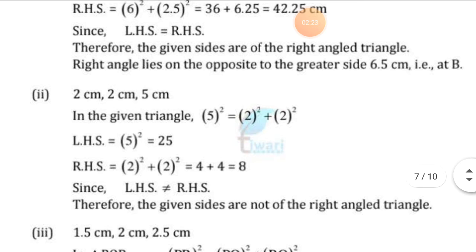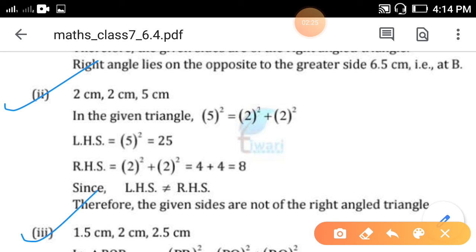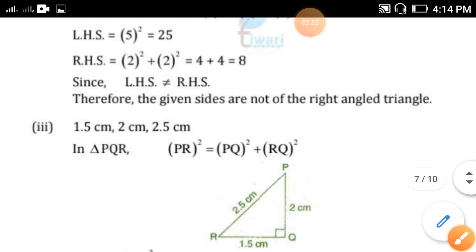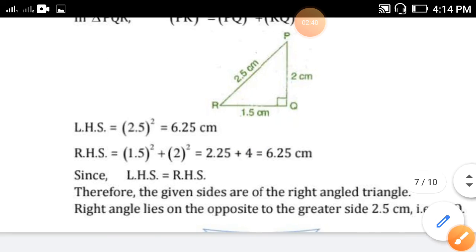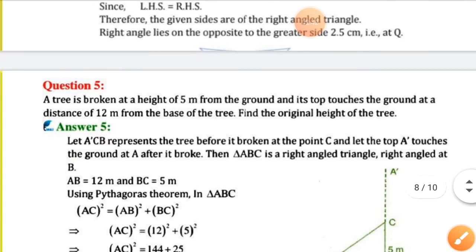Same thing you have to do for the second one and third one. Here the greater side will be the hypotenuse. It means 5 is the greater one here, and 2.5 is the greater one here. If you are not getting both the sides equal, then it is not the sides of a right angle triangle.